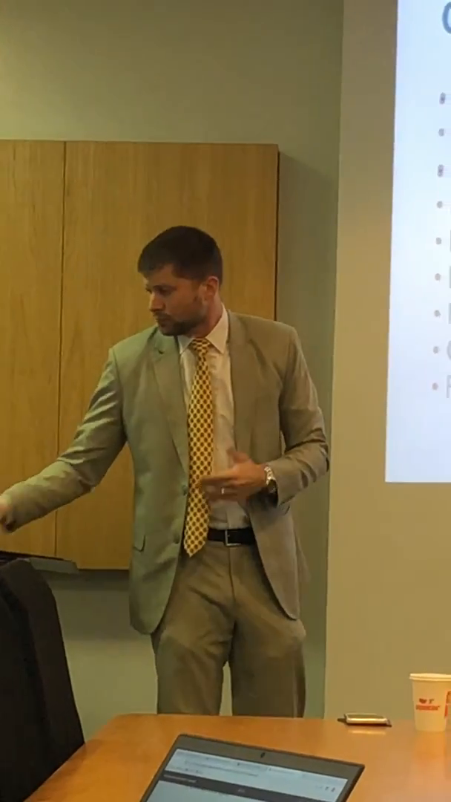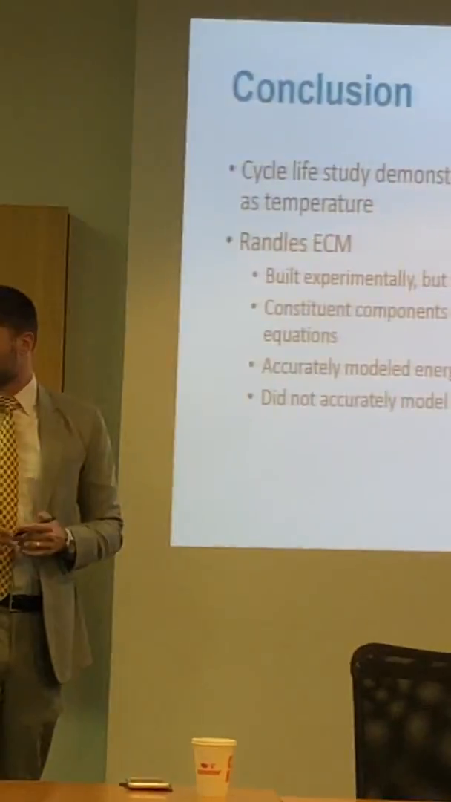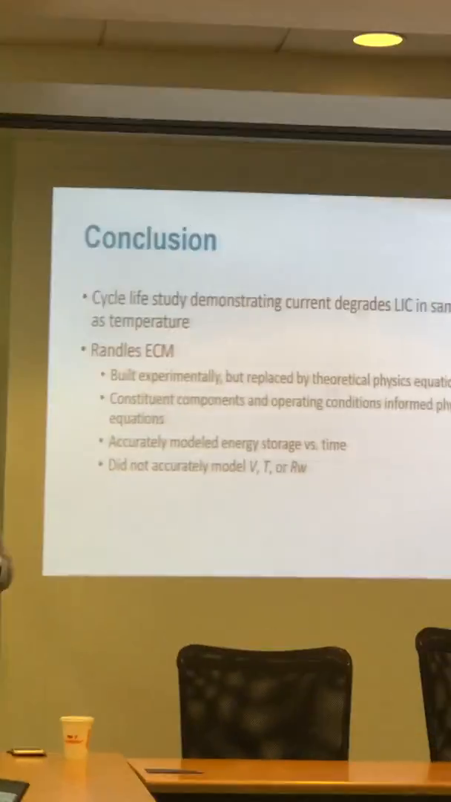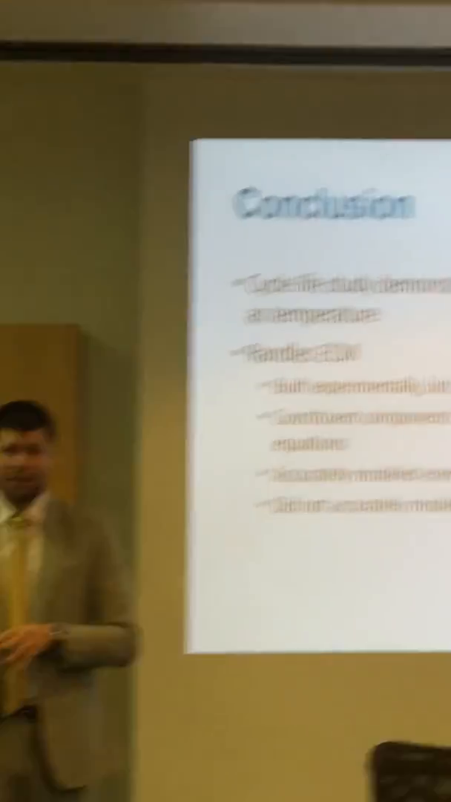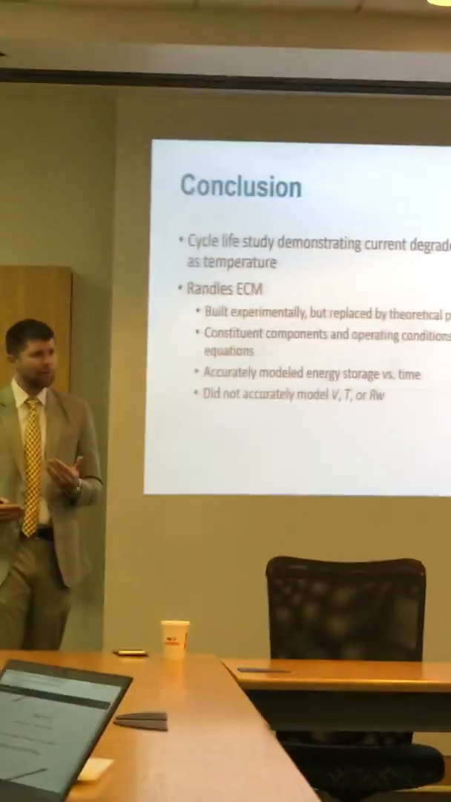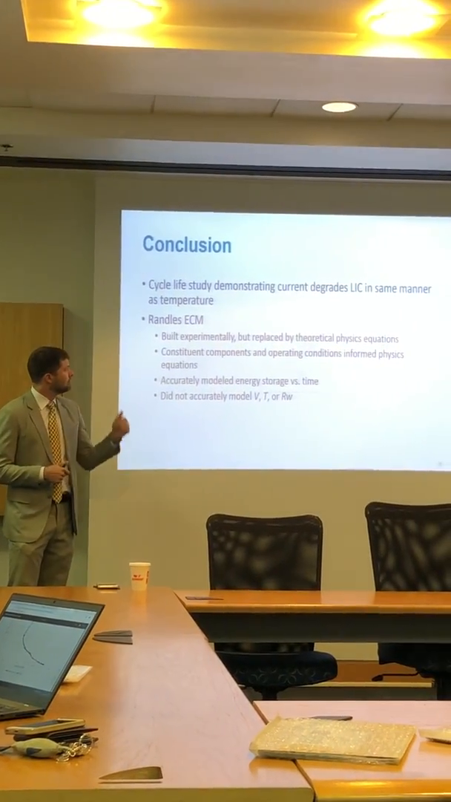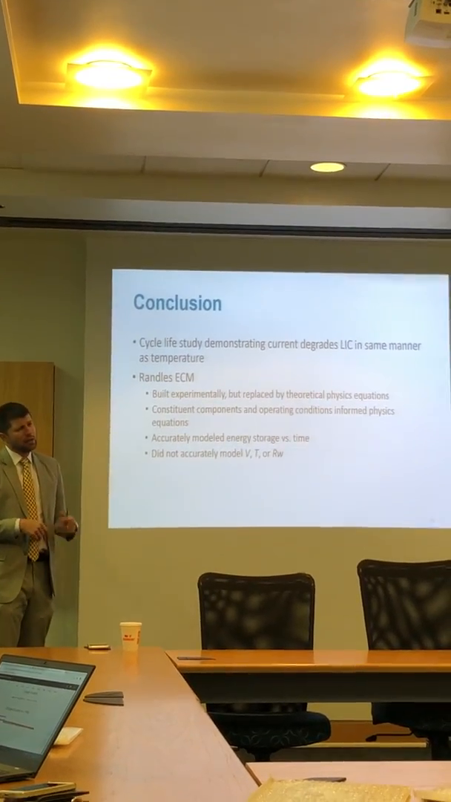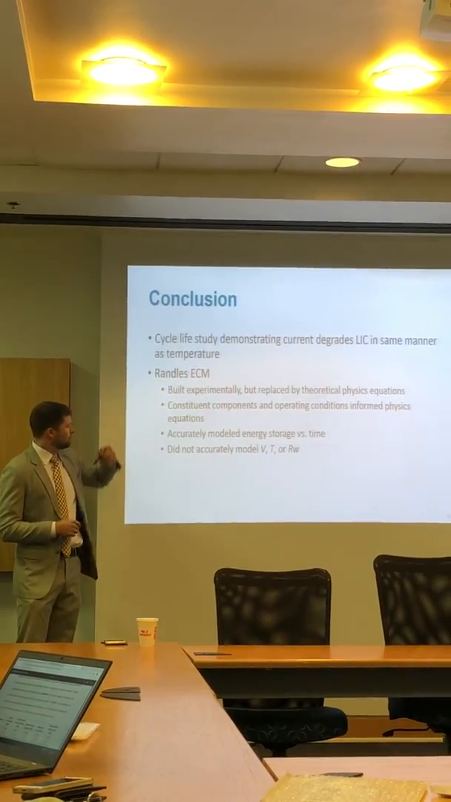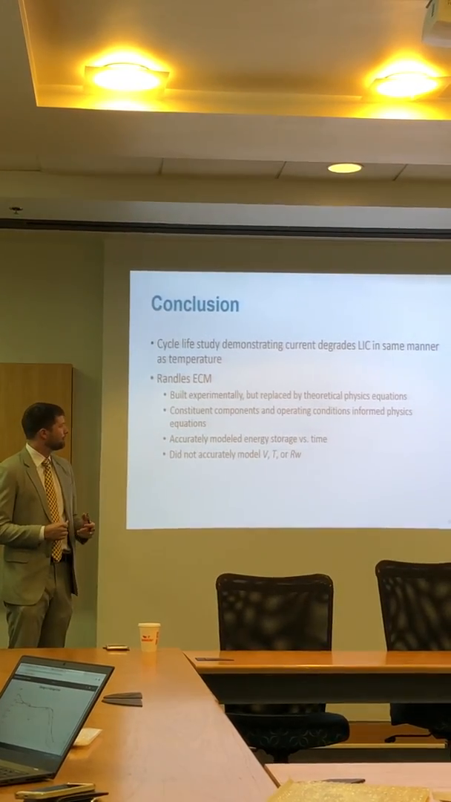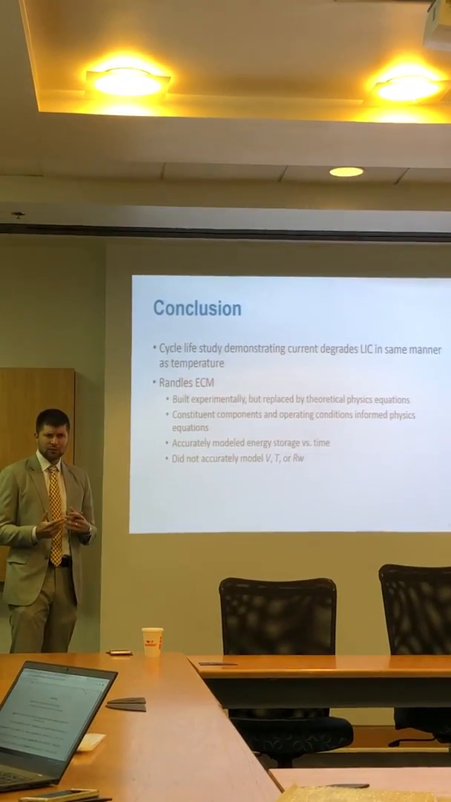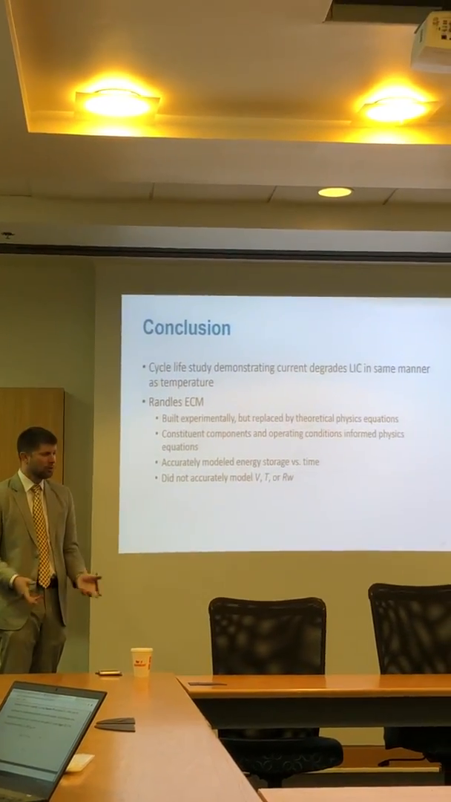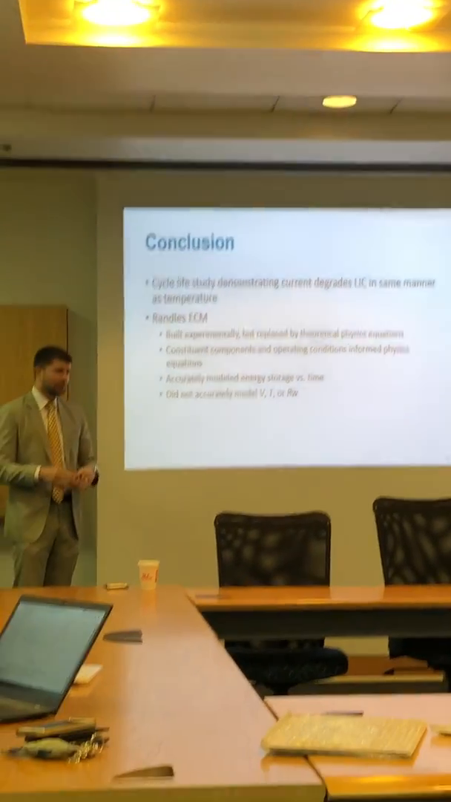So in conclusion, I started out with a cycle life study, and in that I found that the cycle current and the ambient temperature that a device is cycled at have essentially the same effects on its degradation. And the Butler-Volmer equation hints at this. Then I built a Randles equivalent circuit model experimentally, and then replaced the experimentally derived values with theoretical values based upon the constituent components.